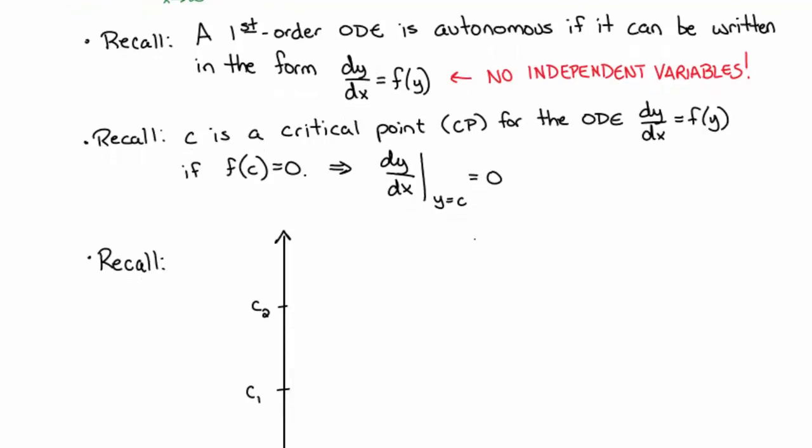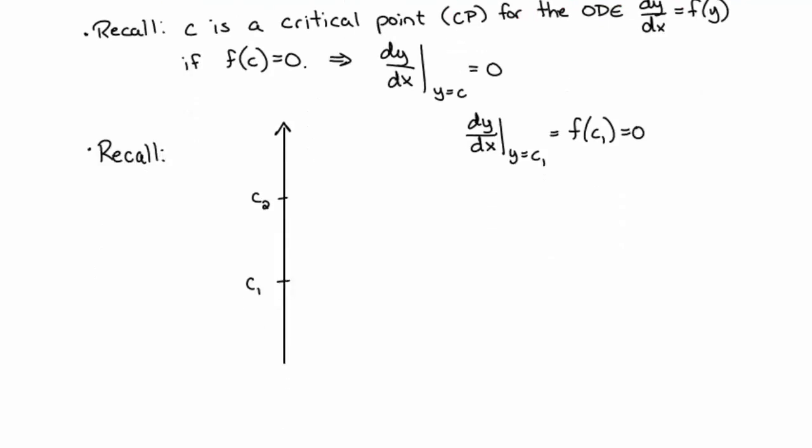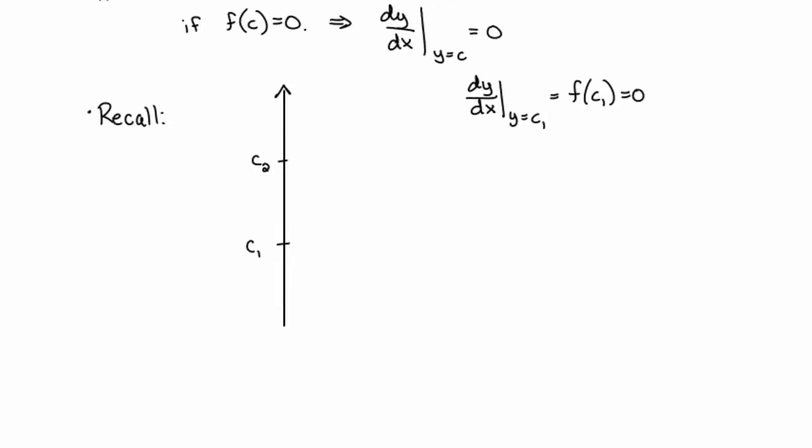Let me write that down. We know that the derivative of y with respect to x when y equals c1 is f of c1, but we were told that c1 and c2 are critical points. So whenever y is c1, we know the derivative is 0. So I'm going to draw in possible lineal elements. They will all have slope 0.